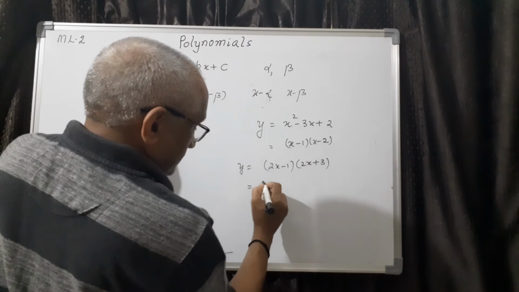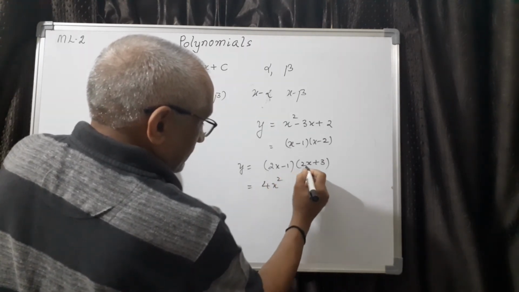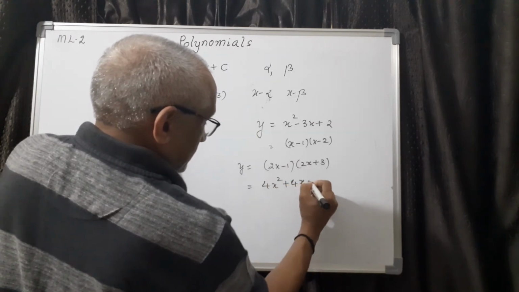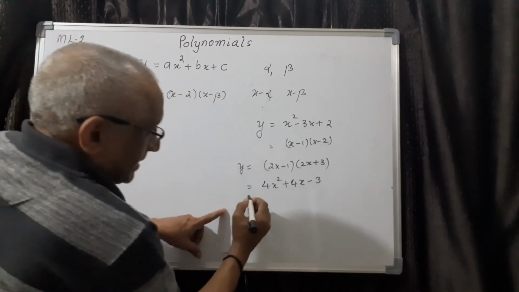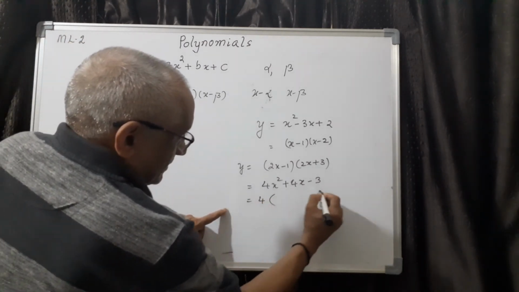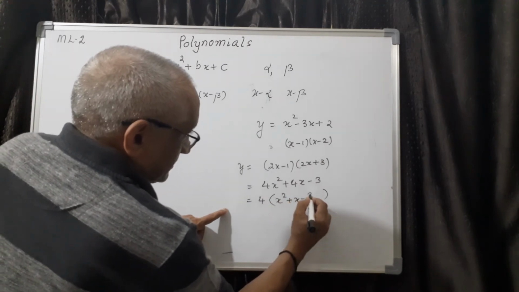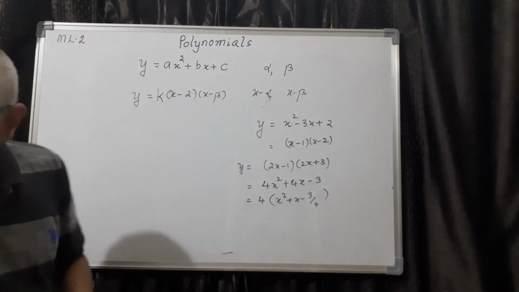When you simplify this one, it will be 4x square. This is 4x square. Then minus 2x plus 6x, that is 4x. Then minus 3. So in this case, I have to take 4 outside, actually. Then only it will be x square plus x minus 3 by 4. This I have to factorize. So in that case, you get k. So that is the idea.